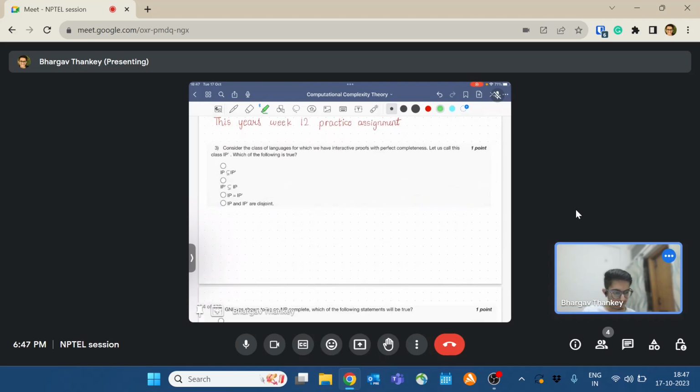Okay, so now let's look at the next problem. These are from this year's week 12 practice assignment. The problem is: consider the class of languages for which we have interactive proofs with perfect completeness, so completeness is one. Just call this class IP prime. Which of the following is true? IP is not contained in IP prime. IP prime is not contained in IP. IP and IP prime are the same. IP and IP prime are disjoint. Which of these is correct?